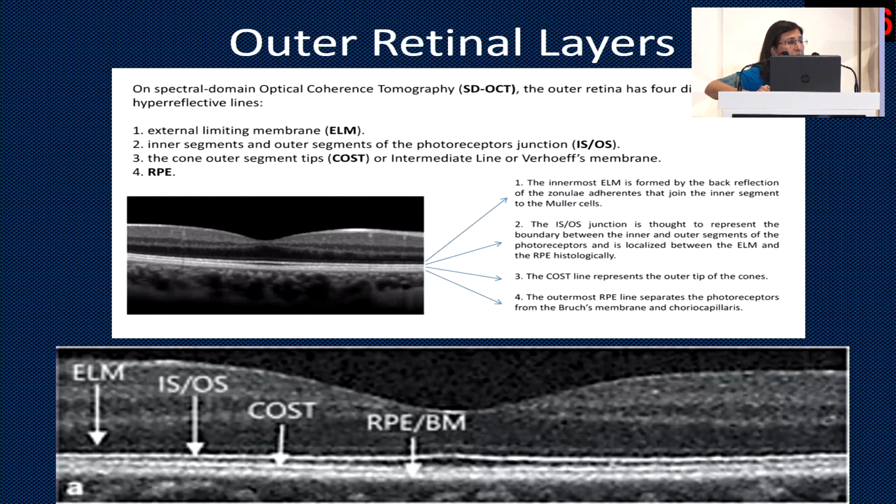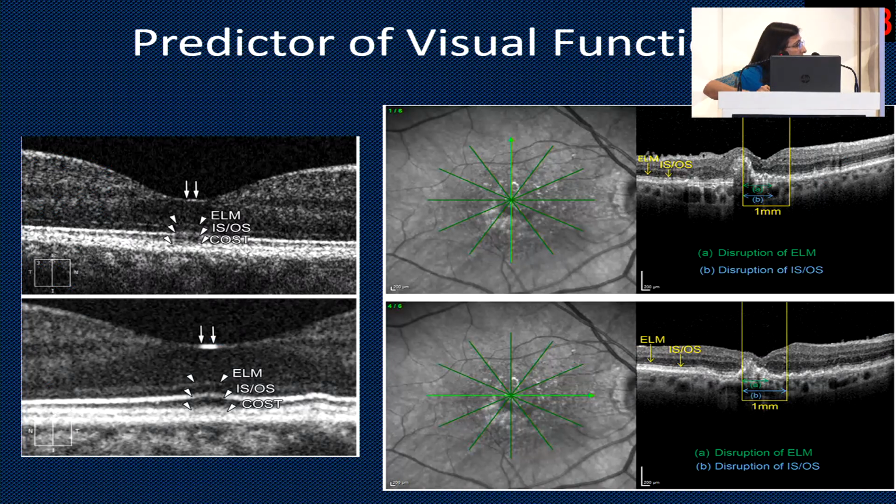When we're talking of this area, another term that you should all know is the ellipsoid zone or the ISOS junction. This is very important. This is where the photoreceptor inner segment, outer segment junction is. The integrity of this is very important for prognosticating the visual function. Wherever you can clearly see this, you know the patient is going to recover good vision even if there is edema. But where we have a loss of this ISOS junction, there we know that even if the edema resolves, the patient is not going to recover good vision. So it is good to help and inform the patient.